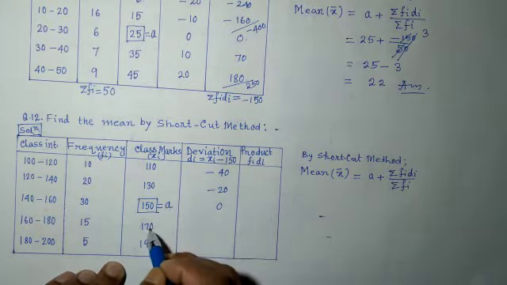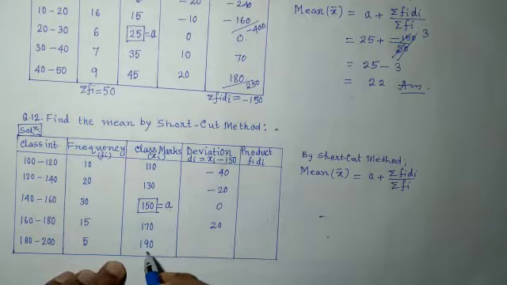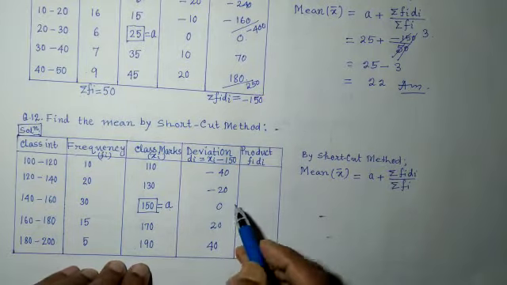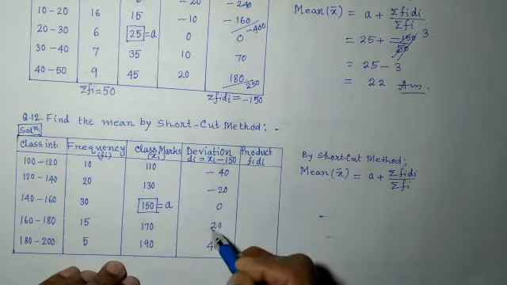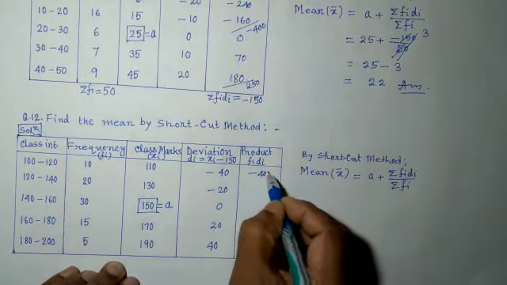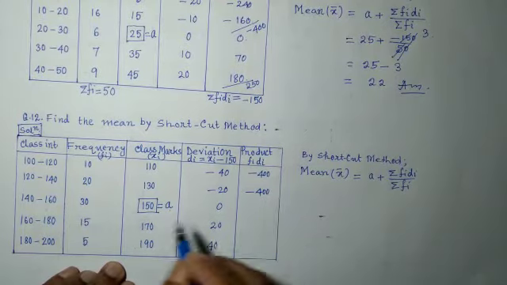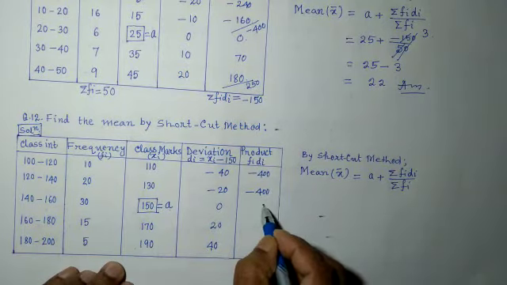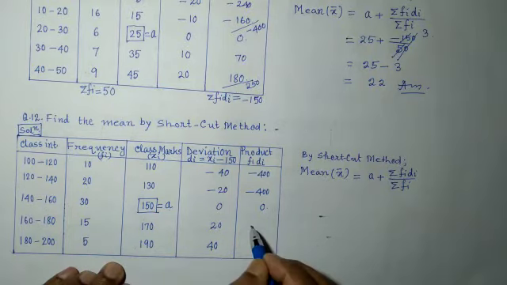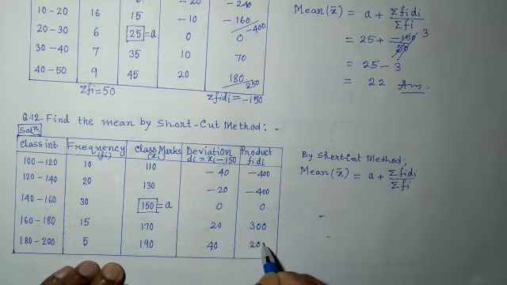And then the next line, xi is 170. 170 minus 150, what is it? 20. And the next line, 190 minus 150, what is it? 40. And now we multiply fi by di. So 10 into minus 40 will be minus 400. And then 20 into minus 20, that is also minus 400. Then 30 into 0 will be 0. And then 15 into 20 is 300. And next 5 into 40 is 200.